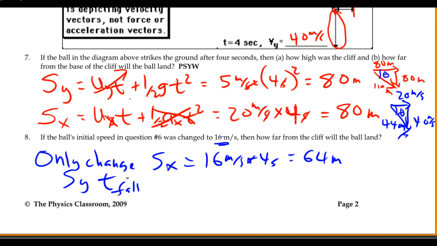All right, so that's how we deal with horizontal projectiles. X direction is simply a constant velocity case, and in the vertical direction, we have the acceleration due to gravity, so it's an accelerated case.